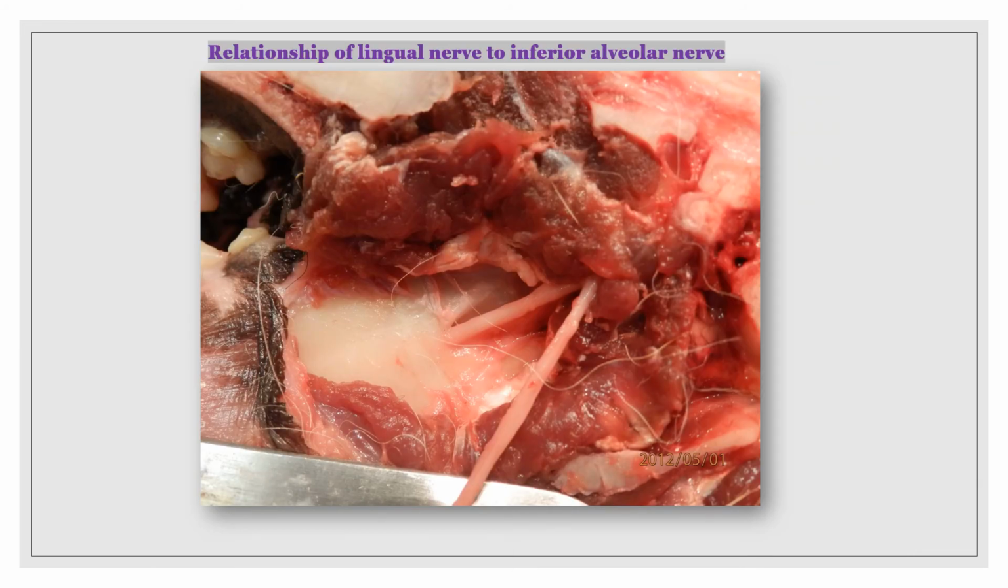This is a deep dissection showing you the relationship between the mandibular nerve or the inferior alveolar nerve and the lingual nerve. So here we have the mandibular nerve. You can see it running in this direction here, entering the mandibular foramen. There is a large muscle. You can see that muscle dissected away there. That's the pterygoid muscle.